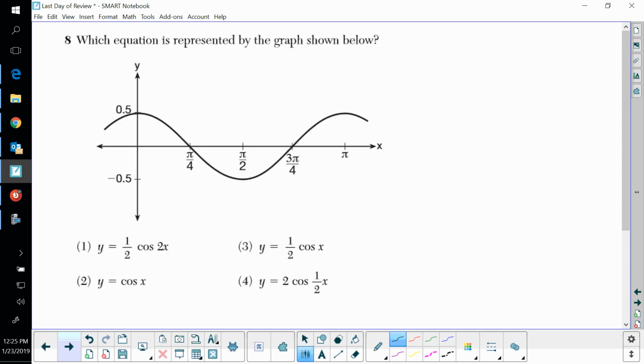All right, last one I want to look at is if you had this for a multiple choice. If you're given any type of graph and they want to know which equation matches the graph, all you want to do is first set your window to match what the picture looks like. So we are going to have our window go from 0 to pi and then from negative 0.5 to 0.5.